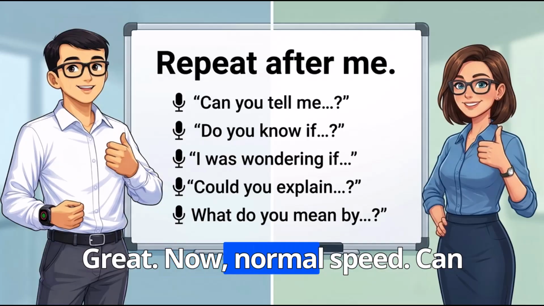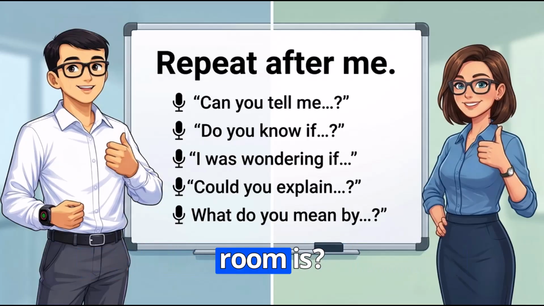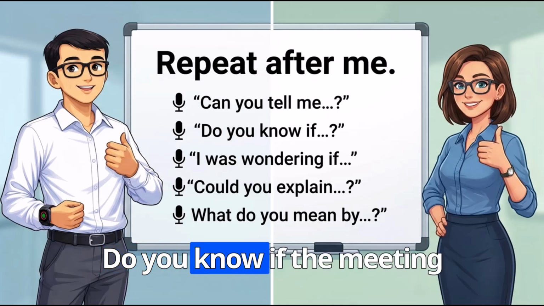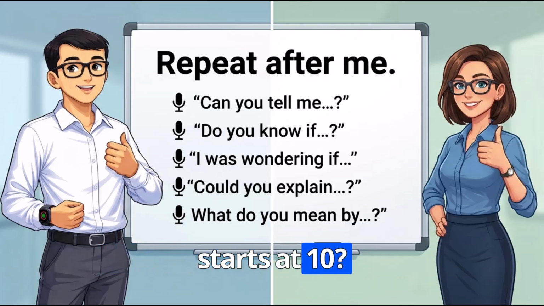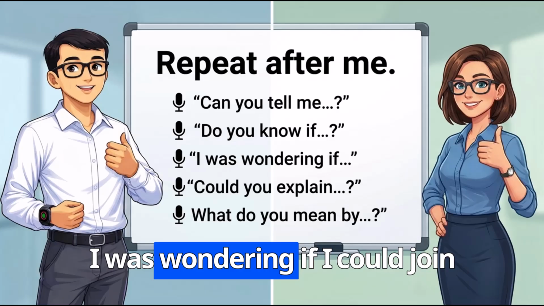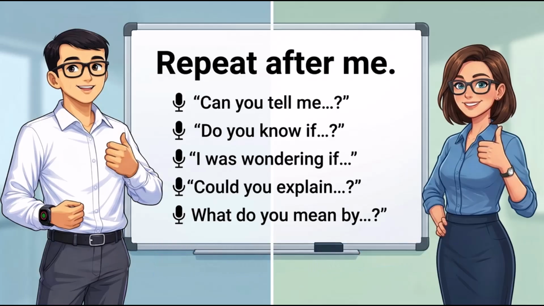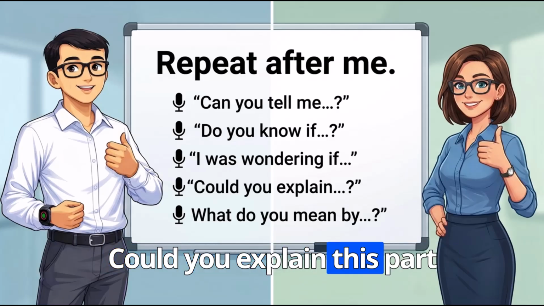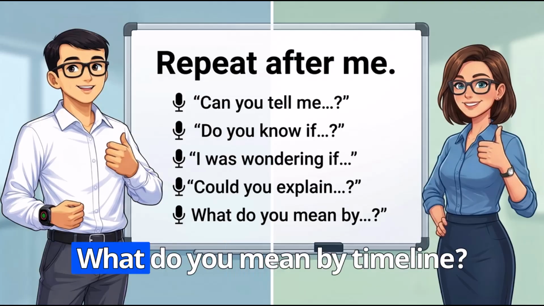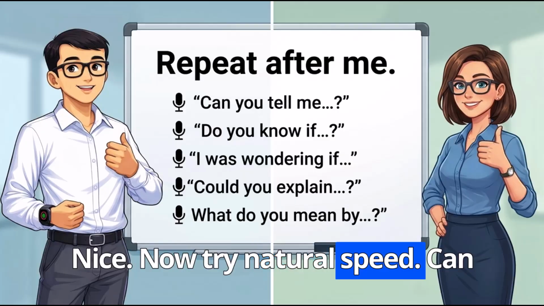Great. Now, normal speed. Can you tell me where the meeting room is? Do you know if the meeting starts at 10? I was wondering if I could join online. Could you explain this part again? What do you mean by timeline? Nice. Now try natural speed.